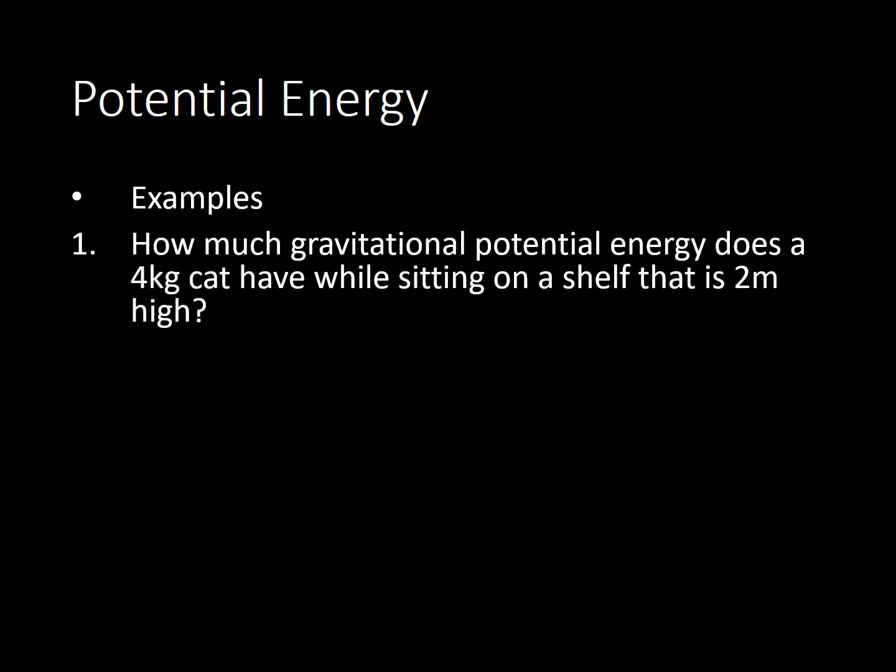So example number 1: how much gravitational potential energy does a 4 kilogram cat have while sitting on a shelf that is 2 meters high? So 4 kilograms is my mass, 2 meters is my height. I'm asked to solve for gravitational potential energy, and we can assume that this cat is on Earth.